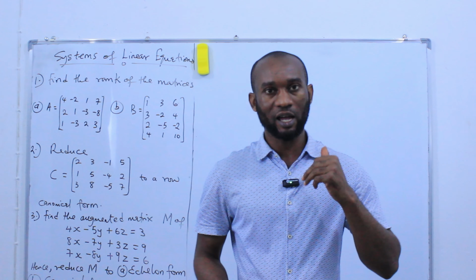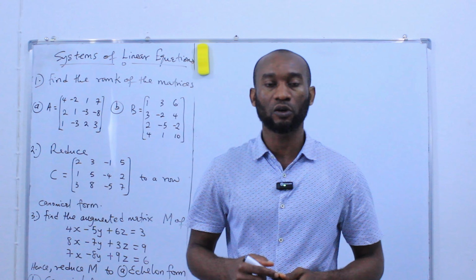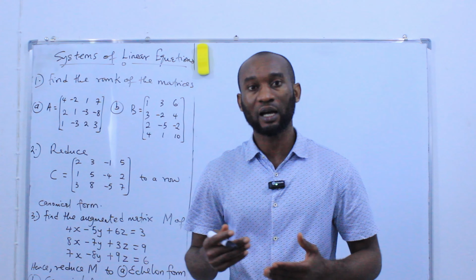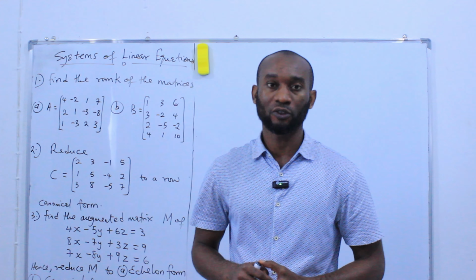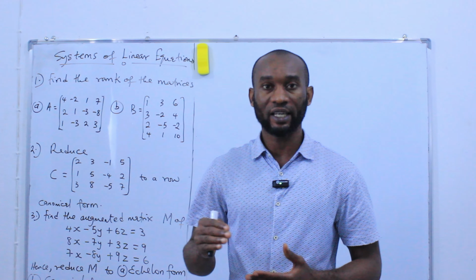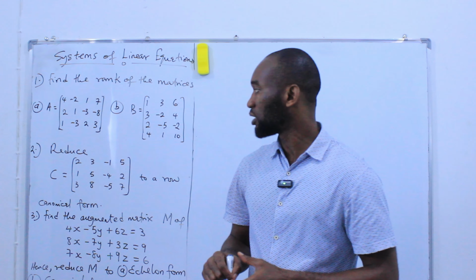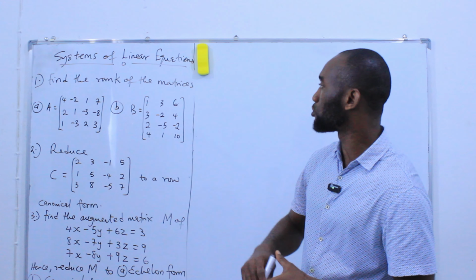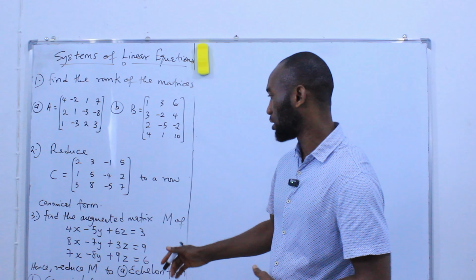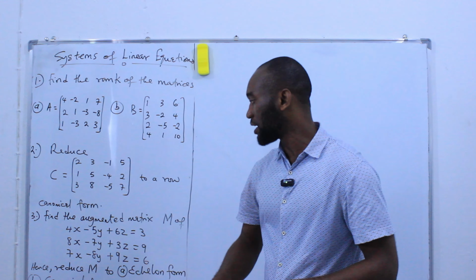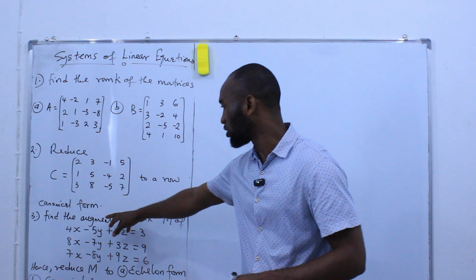Previously, we've done lessons on matrices, determinants, how to use row reduction to get the determinant, and how to use row reduction to get the inverse of a matrix. Today, we are going to look at how to use row reduction to solve a system of linear equations. That is number 3.